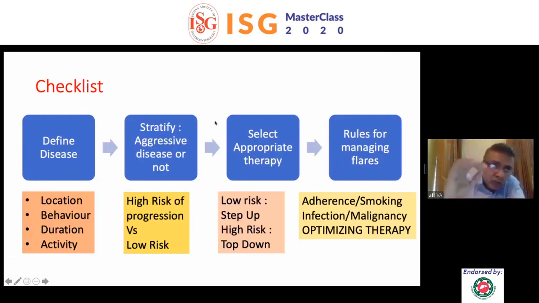So concluding, you have a checklist. Remember this. This may seem the most mundane slide, but if you know this checklist and you apply it on any patient who walks into your OPD, you'll be able to crack every problem and make the least number of mistakes. Defining the disease, stratifying the disease. Select appropriate therapy according to stratification. Whenever a patient comes with a flare, check for smoking, NSAIDs, adherence, infection, malignancy. If all of them are negative, then optimize therapy, and I've told you the optimization for individual agents, azathioprine as well as biologics.